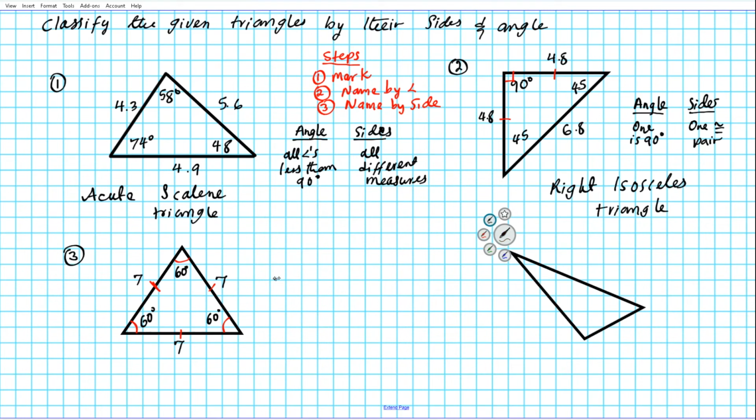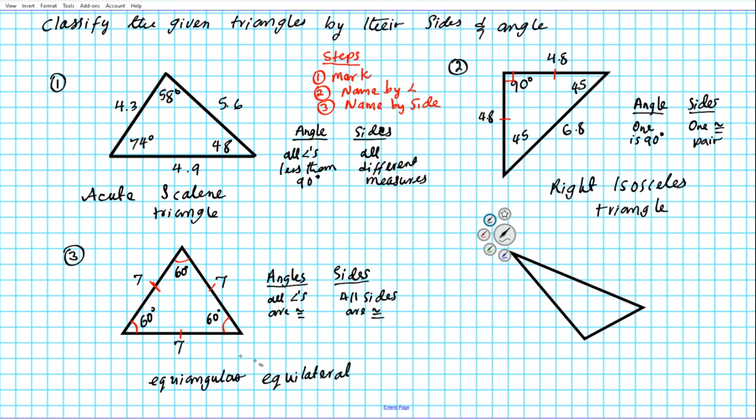So let's make some notes here. Naming by angle. All angles are congruent, right? All angles are congruent. So what does that mean? It means it's an equiangular case. Naming by sides. What do we have here? All sides are congruent too. So what do we call that? What do we call a triangle where all the sides are congruent? It's called equilateral. Okay, so there you have it.